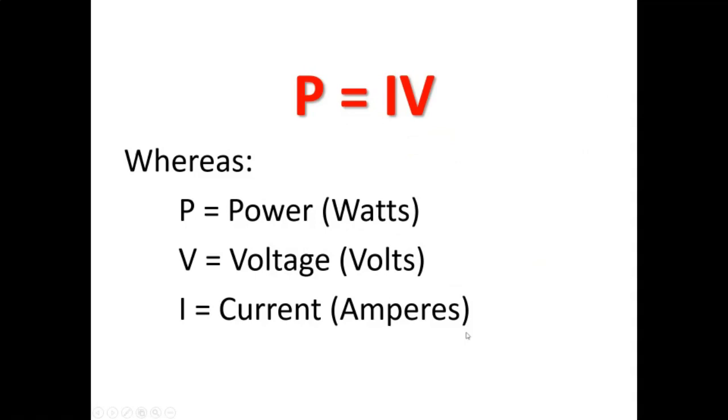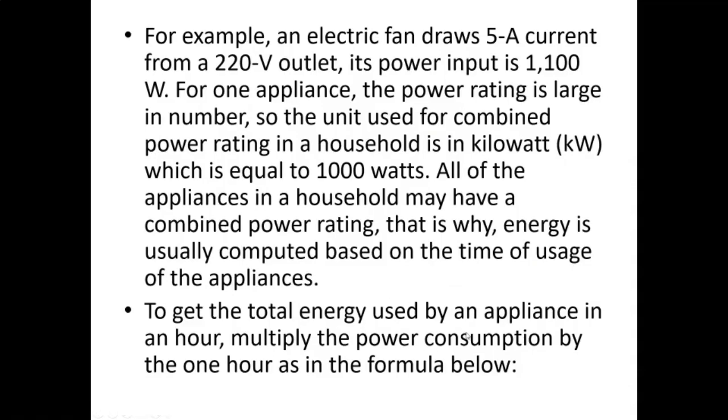For example, an electric fan draws 5 ampere current from a 220 volt outlet. Its power input is 1,100 watts for one appliance. So, the power rating is large in number.